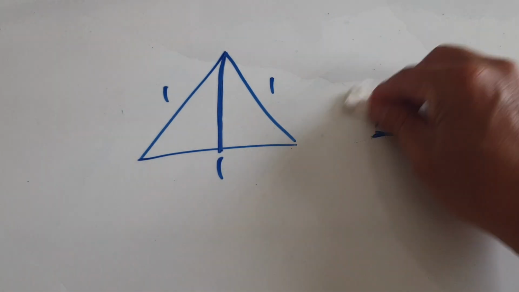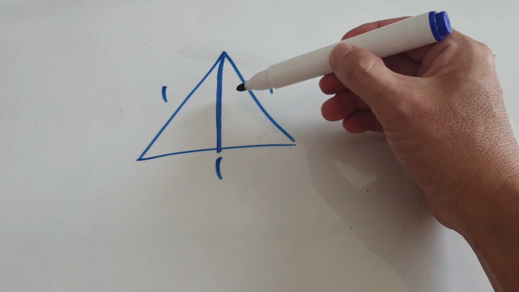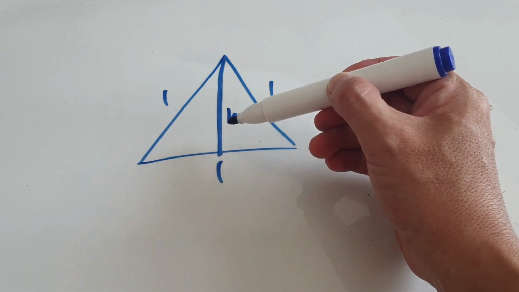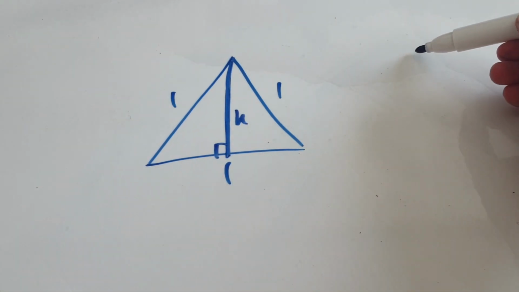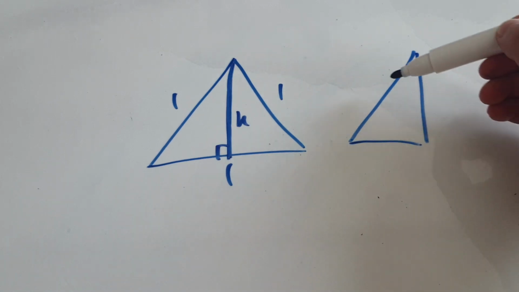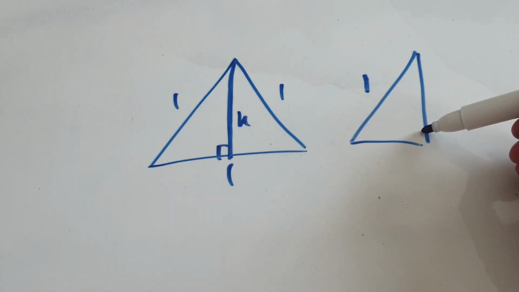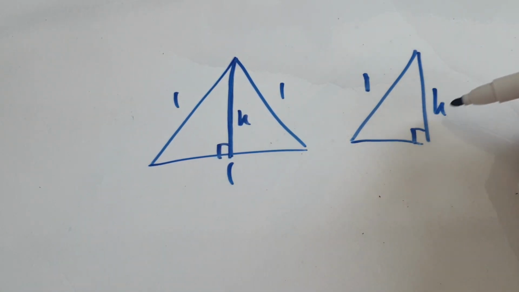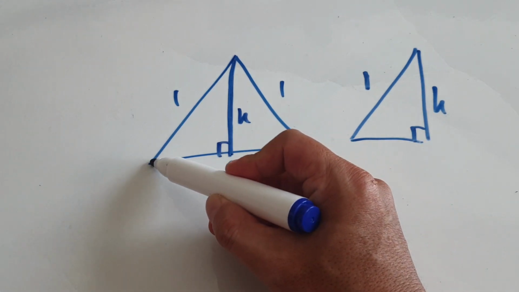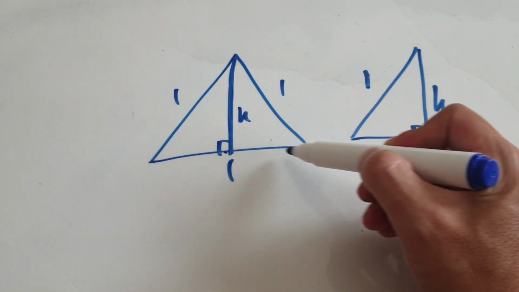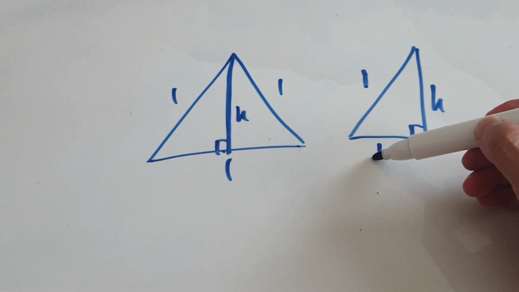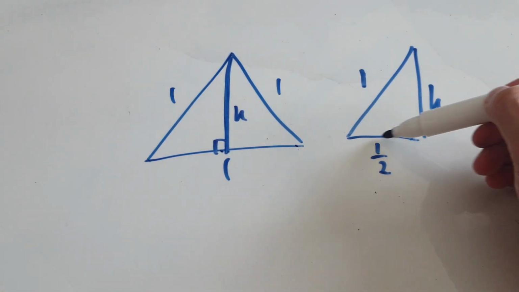So let's do this, hang on. So what is the vertical height? So cut it down the middle, the vertical height, let's just call it h, and we've got to work out h. So what you have here is a right angle triangle, where this side here is 1. We're trying to work out the height h, and from here to here is 1. So what's the distance from here to here? Well, it would be half of 1. So that would be 1 over 2. It would be a half. This length here would be a half.